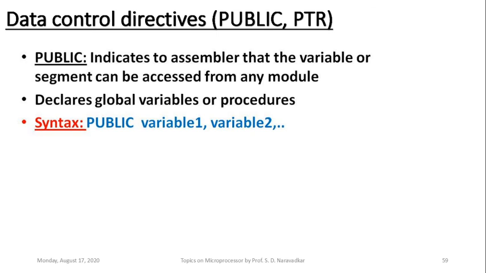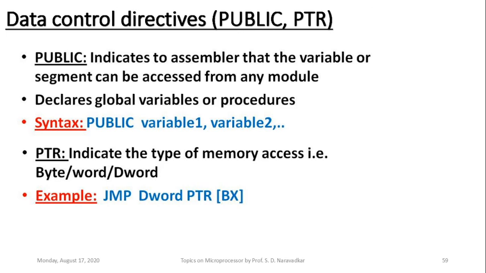Then the syntax of that data control PUBLIC directive is shown here. PUBLIC, then the list of variables, variable 1, variable 2, variable 3, variable 4, separated by commas. It means that each of those variables will be a public type of variable which can be used by any application thereafter. And then the last directive here is PTR. It stands for pointer.